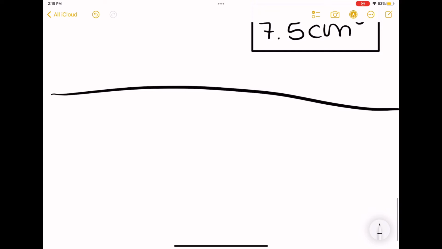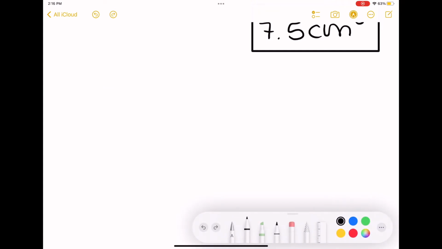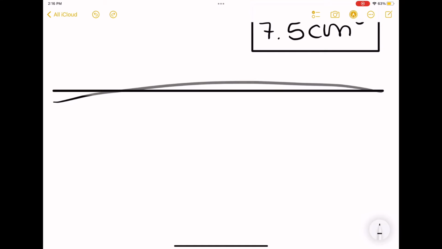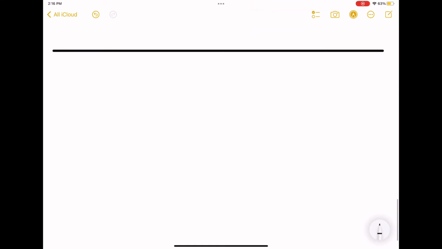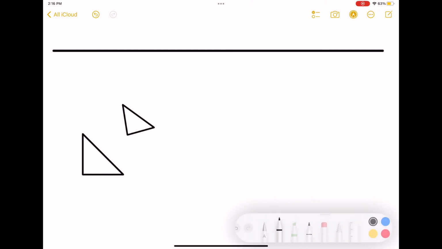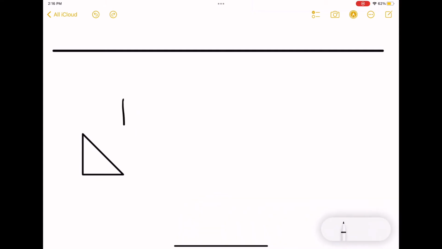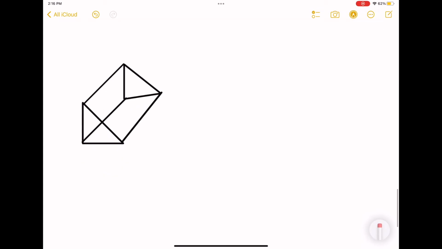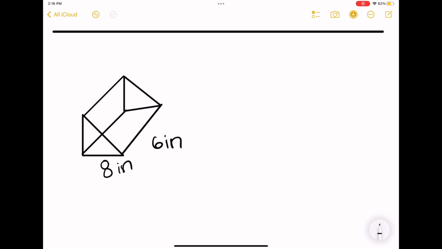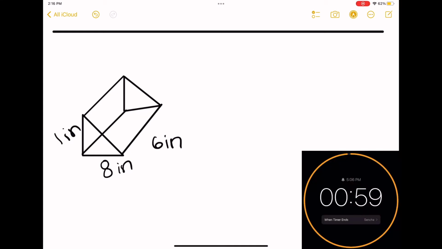Now you all are going to do a practice problem all by yourselves. You guys are going to find the volume of a triangular prism, and just a reminder, don't forget to put units cubed. And you'll have 1 minute to solve it. The measures for the triangular prism are 6 inches by 8 inches by 1 inch. And again, you'll have 1 minute to solve it.